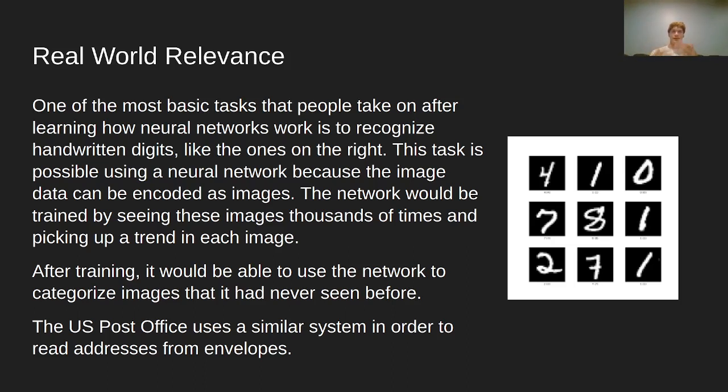So it does the same thing. It sees these images who knows how many times, lots and lots of times, because it's a very complicated task. It takes a very large network, not our two neuron network, probably a couple thousand neuron network. And it sees these images multiple times, and eventually gets a trend, and it's able to then, after it's been trained, recognize images that it had seen previously. And the US Post Office uses a similar system in order to read addresses from envelopes.